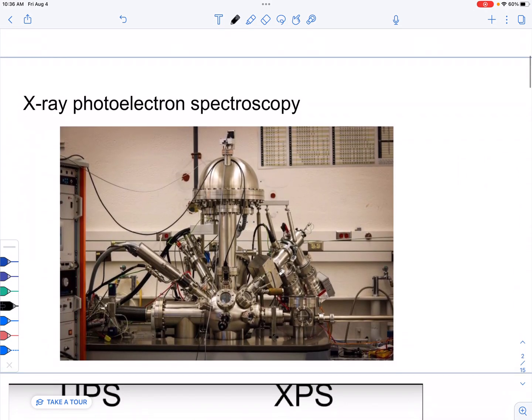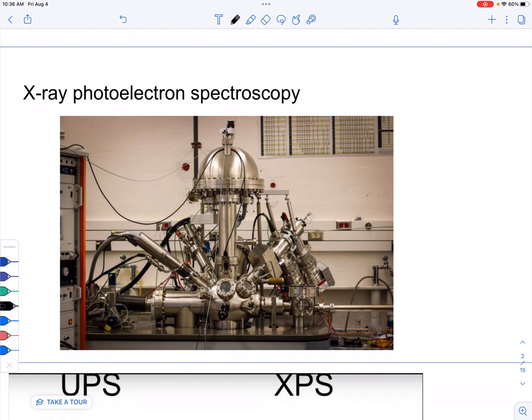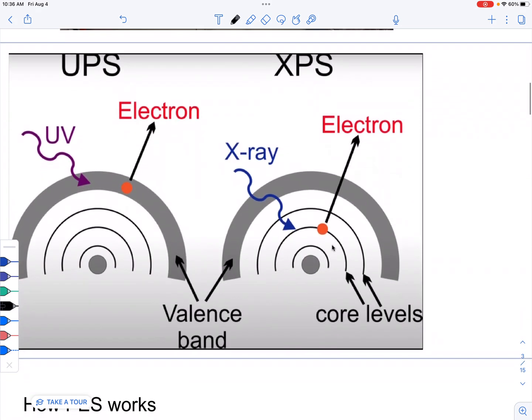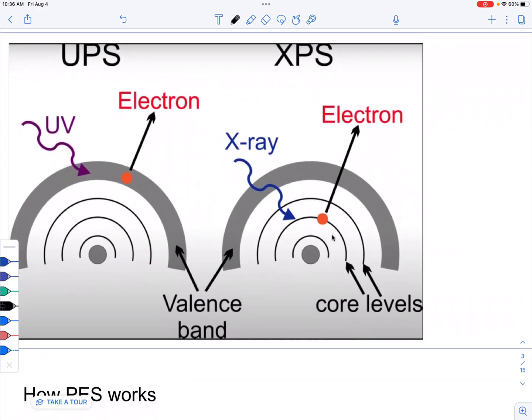Alright, so first of all, I just love this image because this is the instrument that gives us the information. It kind of looks like a droid from Star Wars. Alright, so here's what we have for photoelectron spectroscopy. So again, photo means light.